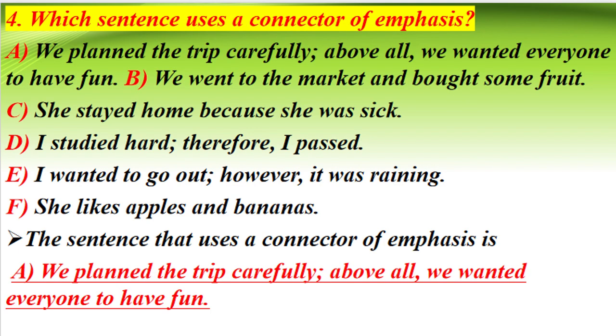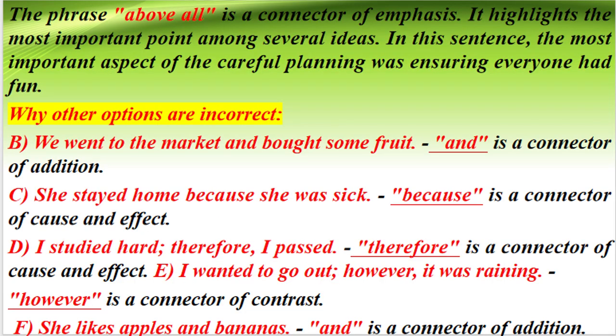The sentence that uses a connector of emphasis is A. We planned the trip carefully. Above all, we wanted everyone to have fun. The phrase above all is a connector of emphasis. It highlights the most important point among several ideas. In this sentence, the most important aspect of the careful planning was ensuring everyone had fun. Why are the other options incorrect?